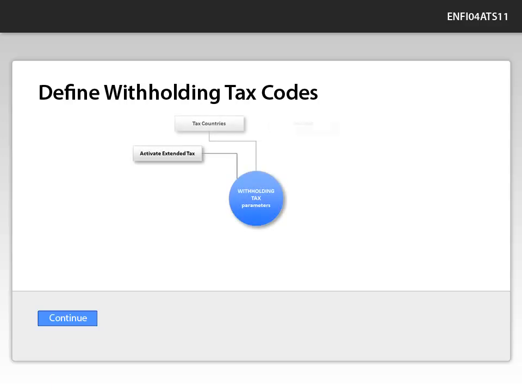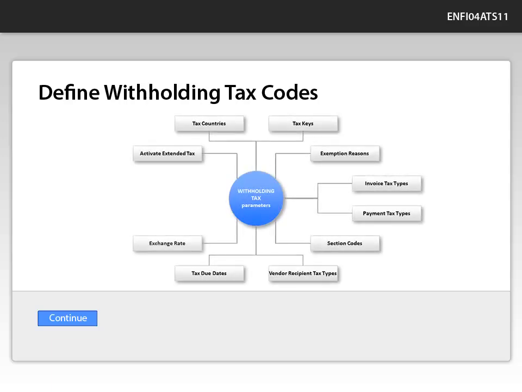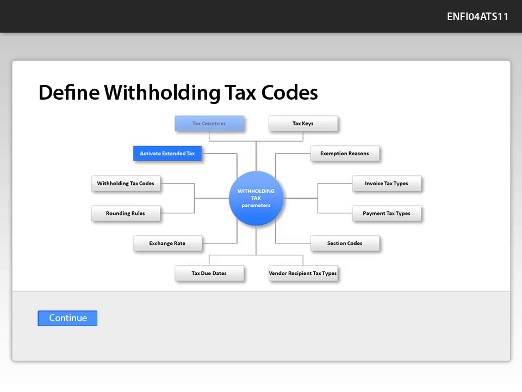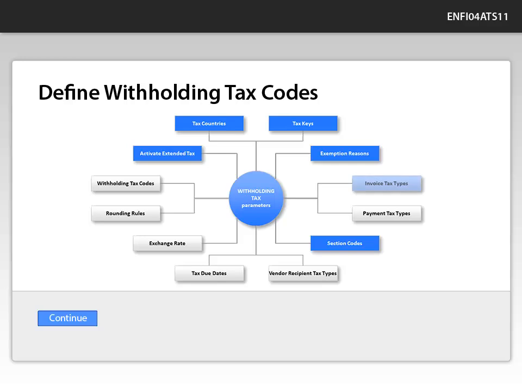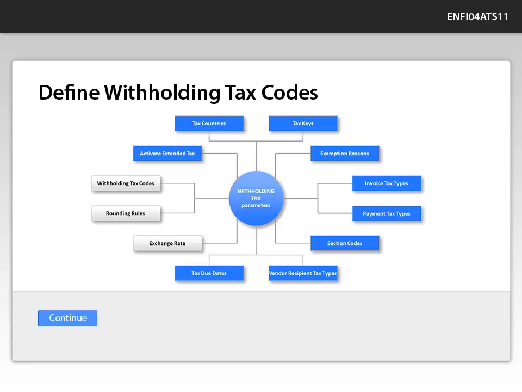We are still in the withholding tax parameters. In the previous lessons, we activated extended withholding tax. Then we defined the tax countries. Then withholding tax keys. Then define the exemption reasons. Then the section code. Then withholding tax type for invoices. Then withholding tax type for payment posting. Then vendor recipient tax types. Then existing tax due dates. Then the exchange rate type. Then rounding rules. In this lesson, we define the last withholding tax parameter, the withholding tax code. Press Continue.